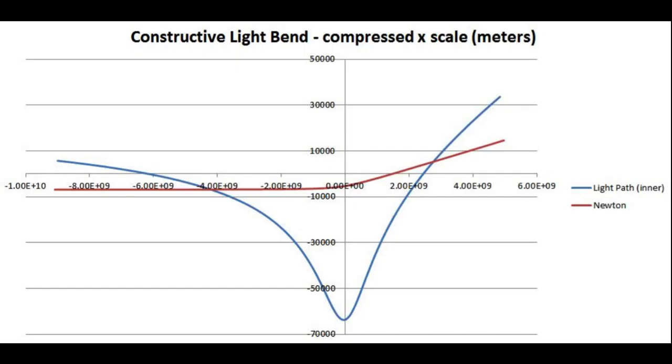Now, here's a very exaggerated depiction of the motion of the light path. The blue line is the result of this calculation, greatly exaggerated, but it does show the clockwise rotation approaching the sun, and then the strong counterclockwise rotation right when passing the sun. And again, when going away from the sun, another small amount of clockwise rotation. So those effects are clearly happening.